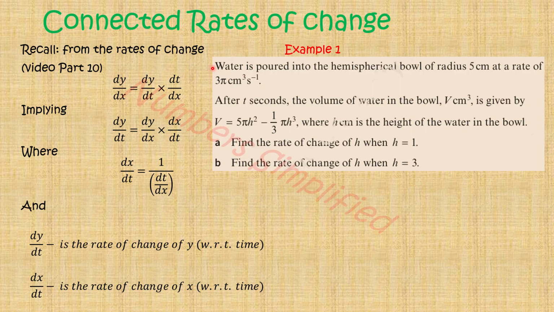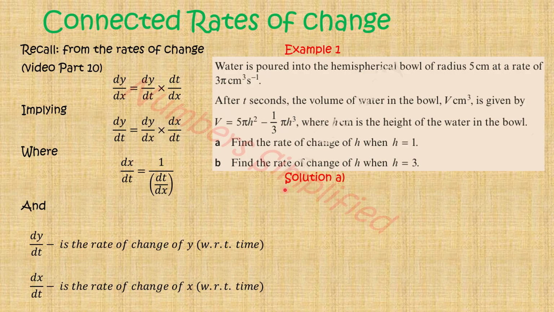Water is poured into the hemispherical bowl of radius 5 centimeters at a rate of 3 pi cubic centimeters per second. After t seconds, the volume of water in the bowl, V cubic centimeters, is given by V is equal to 5 pi h squared minus 1 over 3 pi h cubed, where h centimeters is the height of the water in the bowl. So A, find the rate of change of h when h is equal to 1.